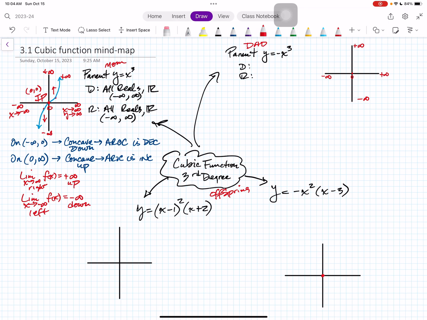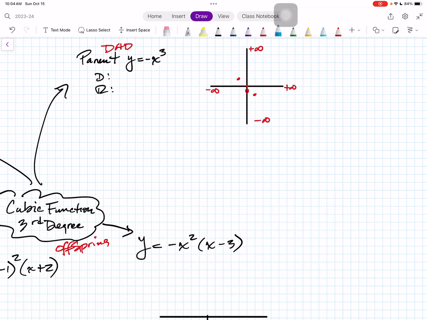So let's go to the other parent, Daddy-O here, and let's graph him. When x is 1, y is negative 1, so it's down. Let me plot that again. 1, negative 1 is over here. When x is negative 1, y is positive 1, so he looks a little bit different. His behavior is different, and that's typical of mom and dad, right? So there's Daddy-O right there.